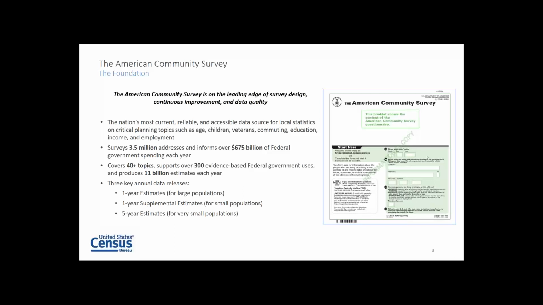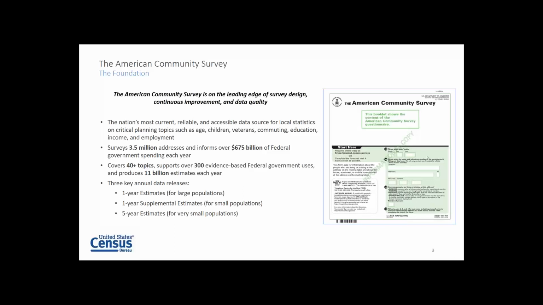So some quick examples of federal programs that utilize ACS data to help determine their funding include the U.S. Department of Agriculture, who utilizes it for the Supplemental Nutrition Assistance Program, the Department of Health and Human Services for the Medical Assistance Program, the Department of Housing and Urban Development for the Community Development Block Grant Program, and also the Department of Transportation for their Highway Planning and Construction Program.